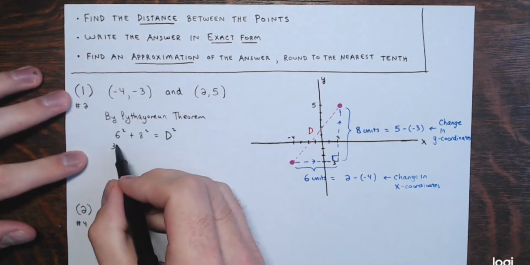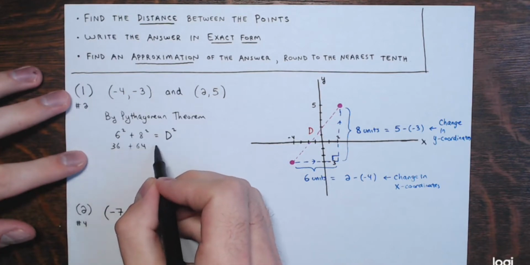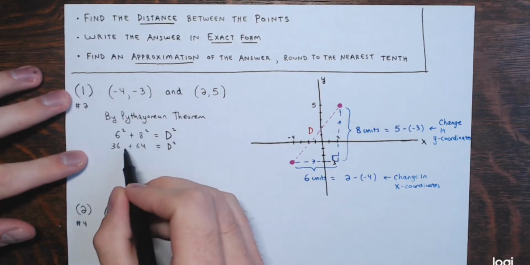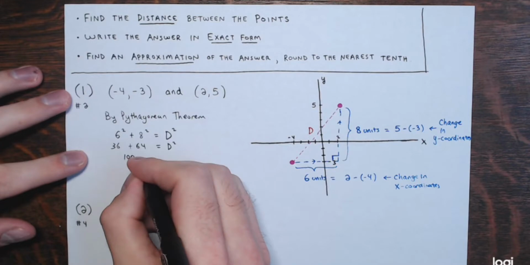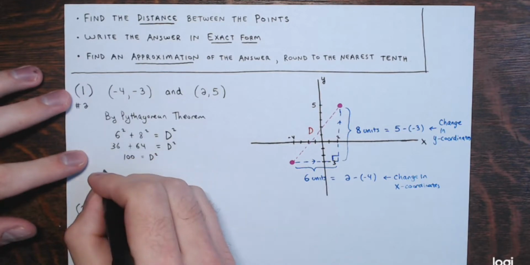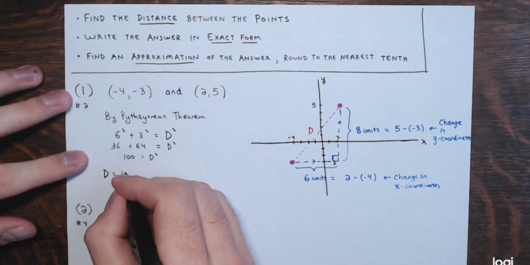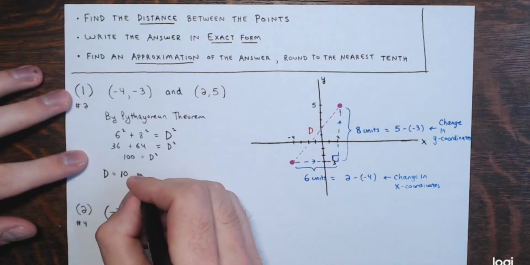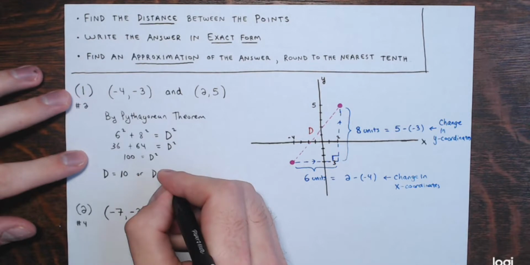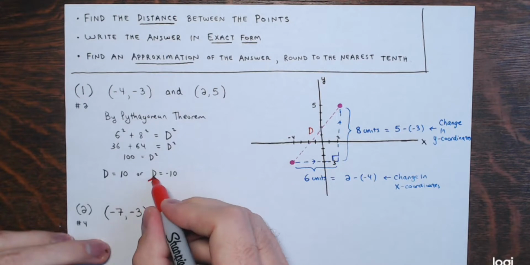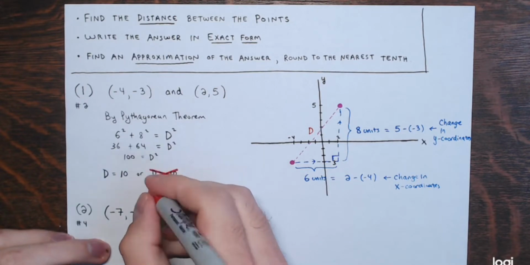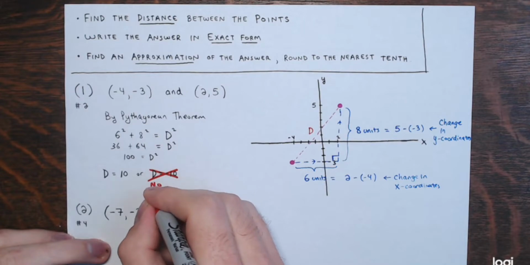Right, this distance between the 2 points squared. Well, that's 36 plus 64 equals d squared. 36 plus 64 is 100. So d can be either 10, right, the square root of 100, or -10. But you got to think about the problem, though. D represents a distance. So we're not going to consider negative distances. Alright, so no negative distance.